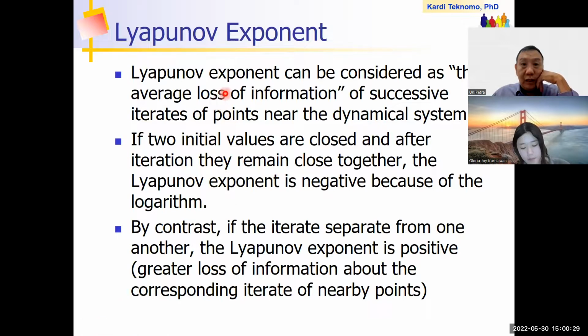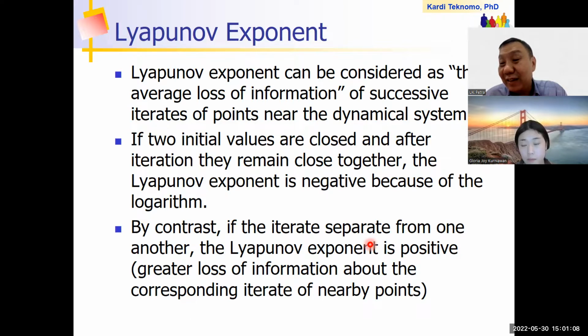So the Lyapunov exponent can be considered as the average loss of information of the successive iterates of points near the dynamical system. If the two initial values are close, and after the iteration remain close together, then the Lyapunov exponent is negative, because of the logarithm. By contrast, if the iterations separate from one another, the Lyapunov exponent is positive. So if the Lyapunov exponent is positive, you know this is probably chaos.